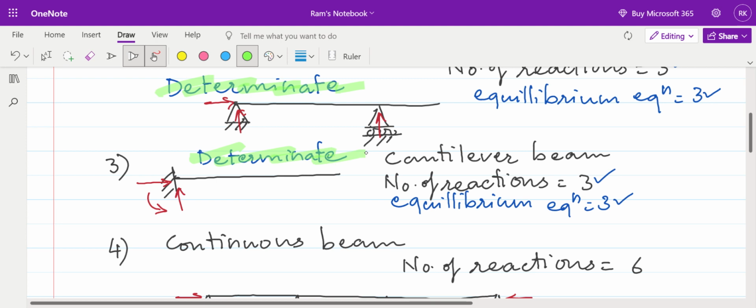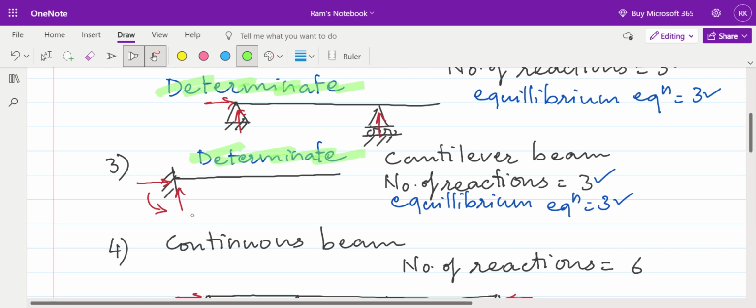I can determine the reactions, and I must tell you that once we determine the reactions, we can plot the shear force diagram, bending moment diagram, and axial force diagram, which will be the topic of our next lecture, for various types of structures. So number of reactions equal to 3, number of equilibrium equations equal to 3. This means this is a determinate structure.